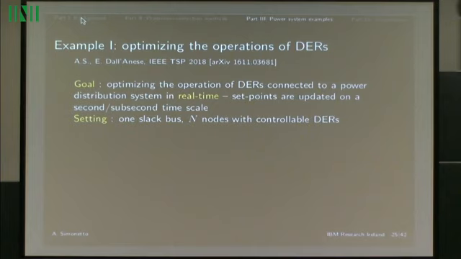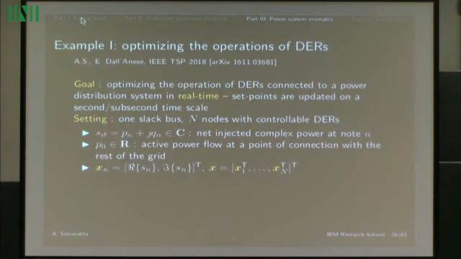So the first example is about optimizing the operation of these DERs, distributed energy resources. You would have those DERs connected to a power distribution system, and you want to optimize the operation in real time, which means we are going to give set points, and those are going to be updated every second or even at sub-second time scales. So you will have one slack bus and nodes with controllable DERs.